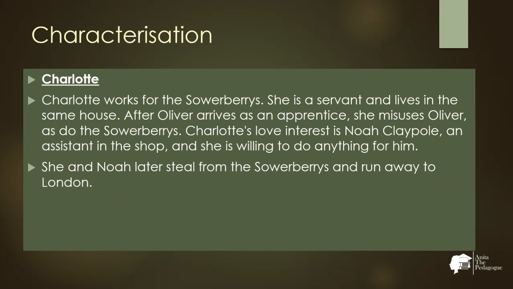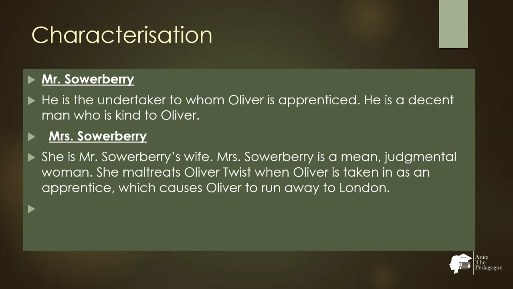Charlotte. Charlotte works for the Sawberrys. She is a servant and lives in the same house with them. After Oliver arrives as an apprentice, she mistreats Oliver, as do the Sawberrys. Charlotte's love interest is Noah Claypole, an assistant in the shop, and she is willing to do anything for him. She and Noah later steal from the Sawberrys and run away to London.